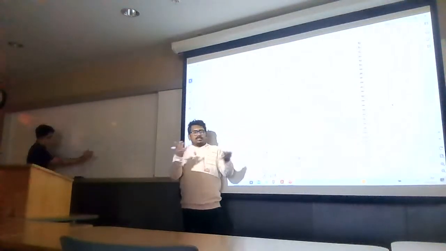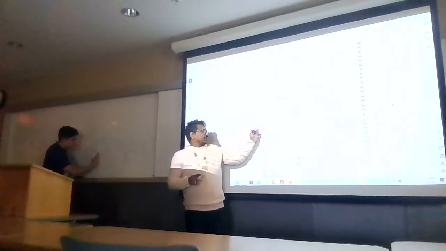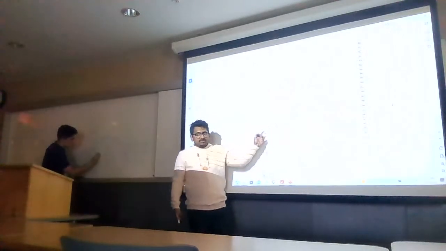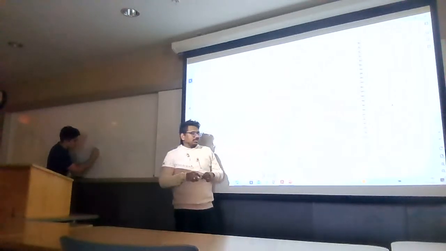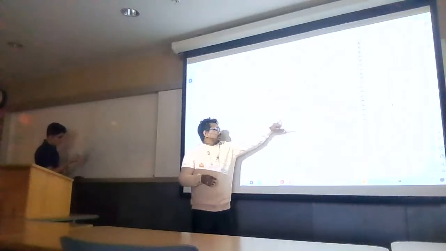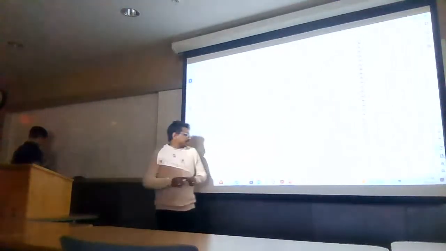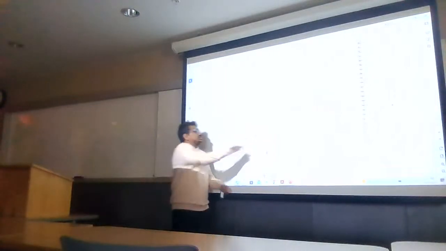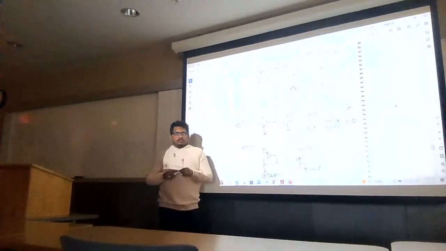If it is working in this condition, then we can amplify our current depending on the width. Let's say we can double our current. If our reference current is 1 milliampere and the width of M2 is double that of M1, then the current will also double. If it is half, then the current also shrinks by half. And this is the NMOS current mirror. You can see these two are NMOS.